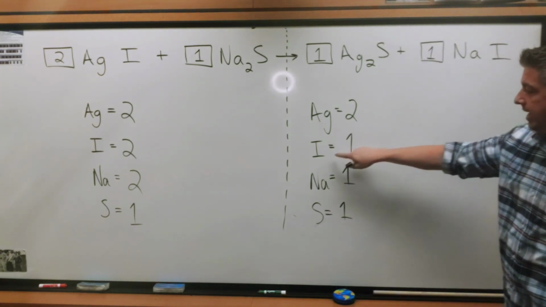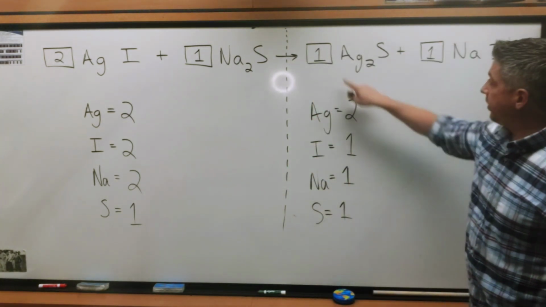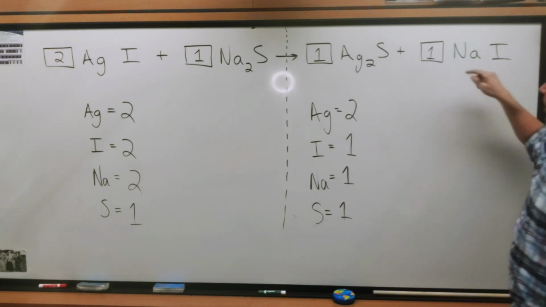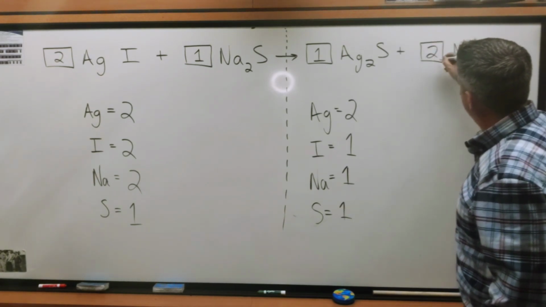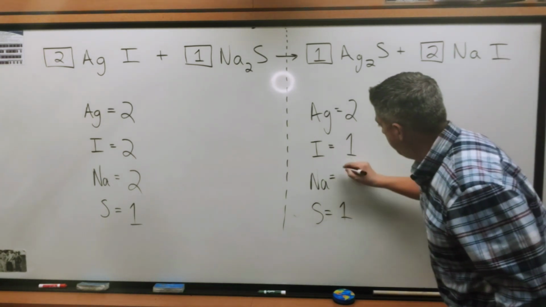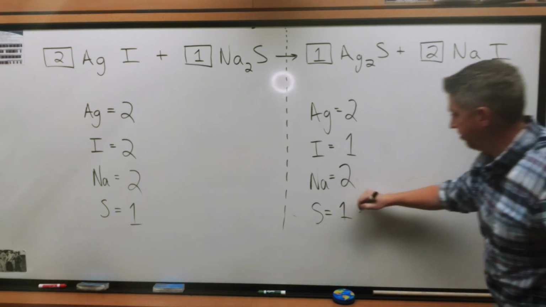We have 1 I here, 1 iodine. This side has 2. So let's change the iodine. We can't change this one. There's no I. The I is over here. So I'm going to take this 1, put it into a 2. So now we're going to change it. But now look, we changed the Na. Now there's 2 Na, 2 Na, and now there's 2 I's.